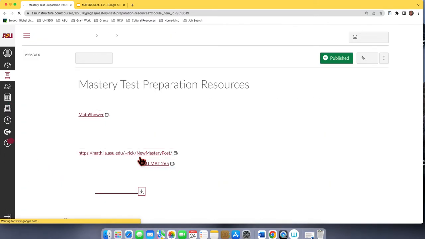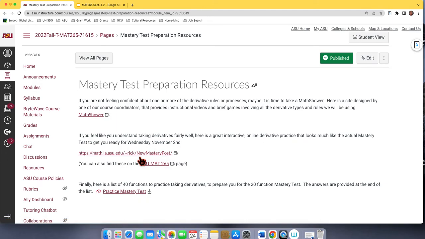They're all from the ASU MAT265 page. They were created by one of the course coordinators who also creates the mastery test. So they're this sort of stuff here. There's this first one, he calls it Math. He set up his own website called Math Shower. It's got resources on taking a derivative. So there's, like, you look at the chain, well, let's just take a look.